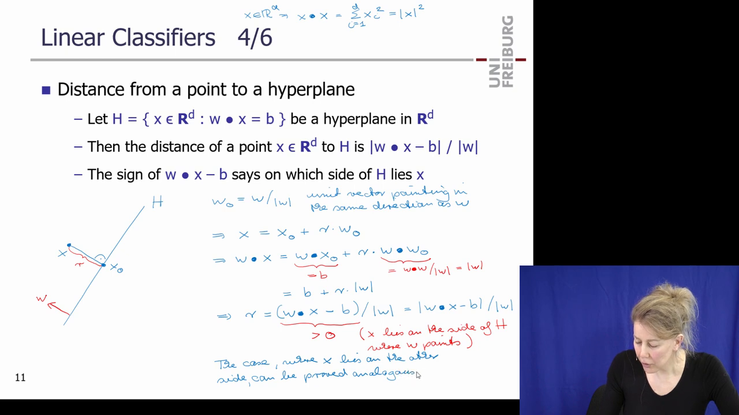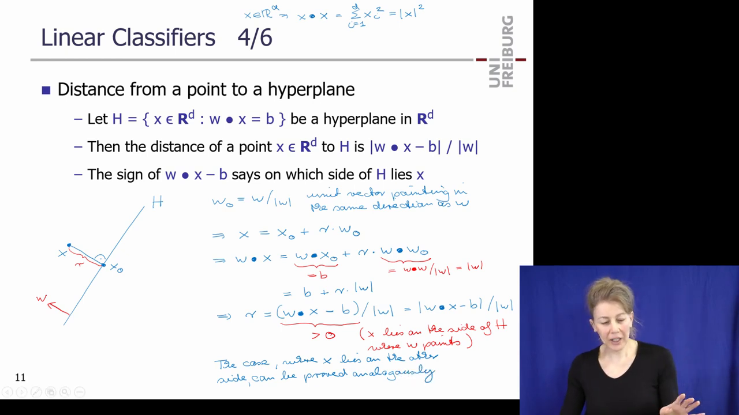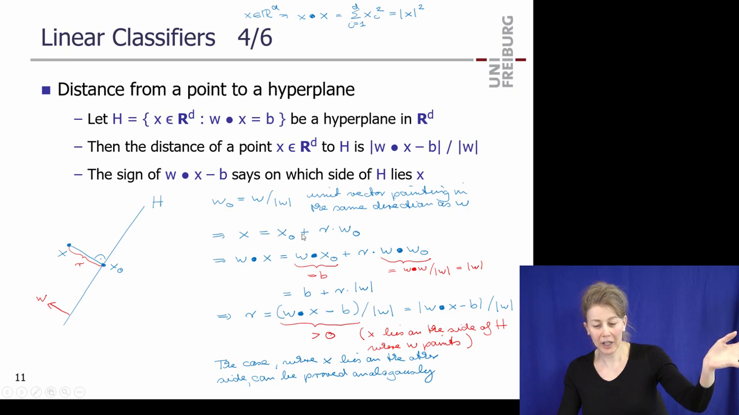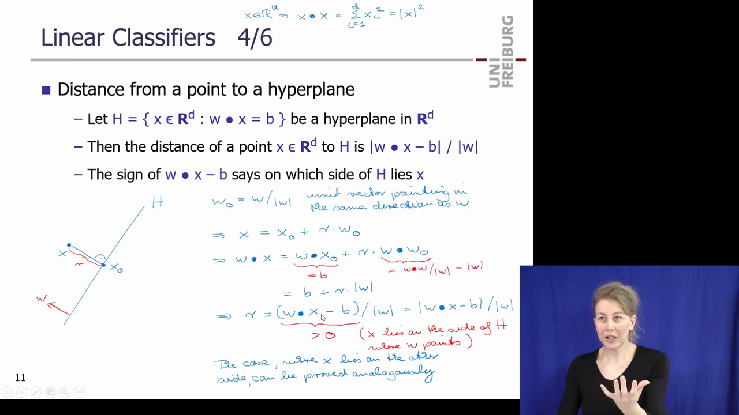Analogous. If I would do that case on the other side, now I would have X is X0 minus R times W0. I won't show it now, because my W is fixed, it still points in this direction, X lies on the other side, I would have a minus here, and now I would have B minus WX, the other way around. I won't do it now, but it will also work out, so that in both cases this comes out. But you're right to note that the distance must be a positive value, so I need the absolute value here.